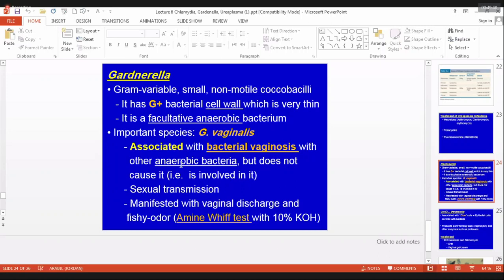Look at what is written here: it does not cause bacterial vaginosis in association with other anaerobic bacteria. Anaerobic bacteria. Gardnerella, by the way, is a facultative anaerobe. With other anaerobic bacteria, bacterial vaginosis is a combination of microorganisms together that can cause it, not only one bacteria. So Gardnerella can be considered an associated bacteria with the other anaerobic bacteria in producing bacterial vaginosis.